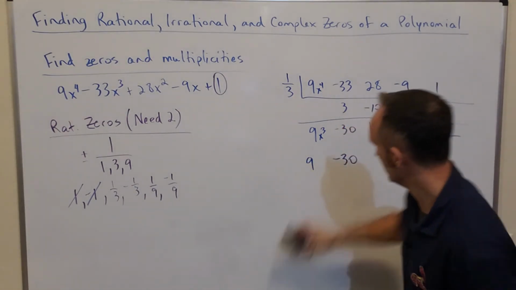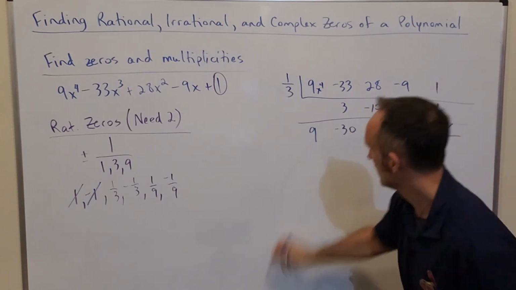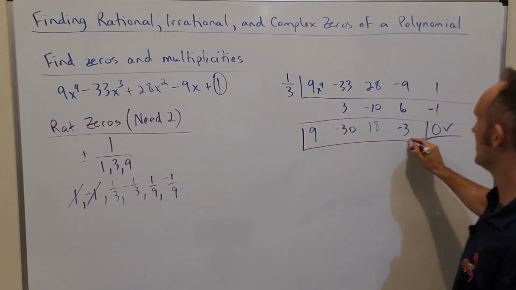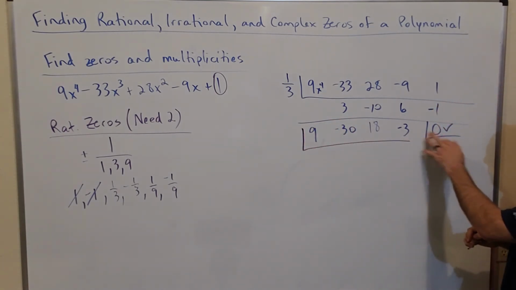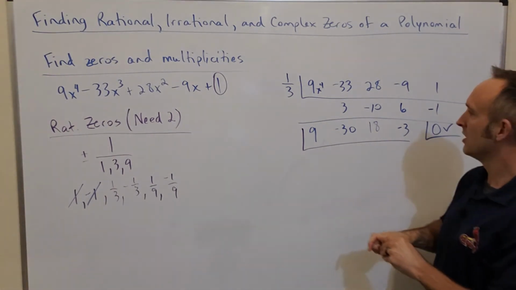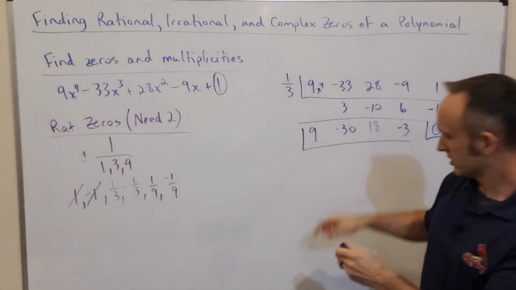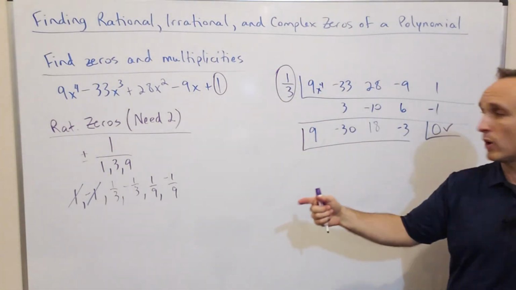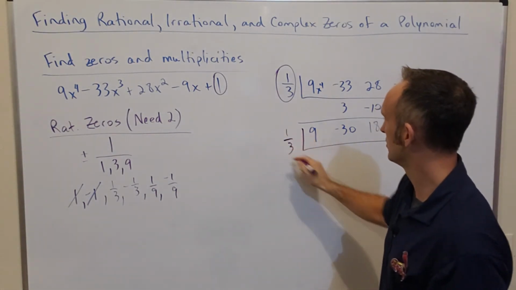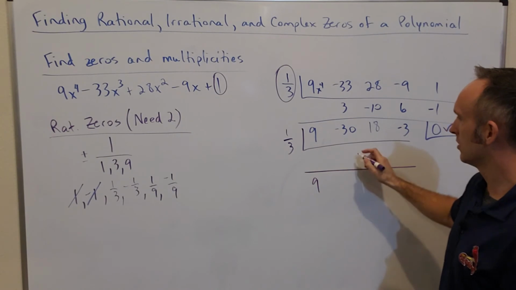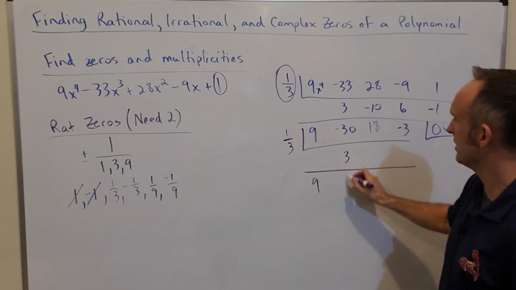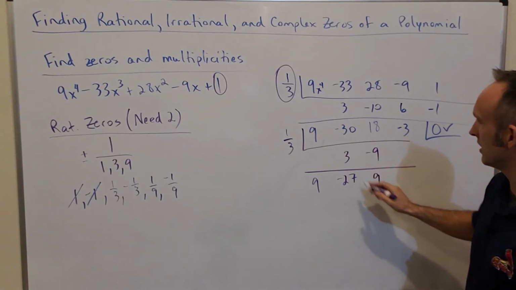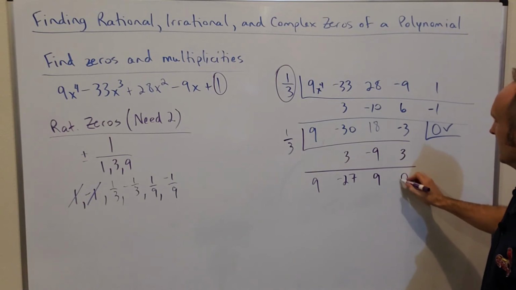So sometimes what people will do is actually, rather than recopying this, they would just continue, I'll use a different color now, they would just continue their synthetic division right here. Just make sure not to incorporate your remainder into this. It'll throw everything off. All right, now 1/3 worked, right? So that's one of our zeros. We need to test it again because it could work twice. So let's go ahead and test it. Drop your 9, multiply and get 3, add and get negative 27, multiply and get negative 9, add and get positive 9, multiply and get positive 3, add and get 0.